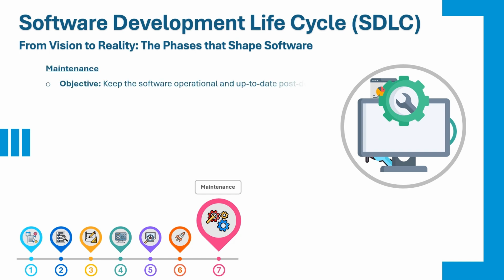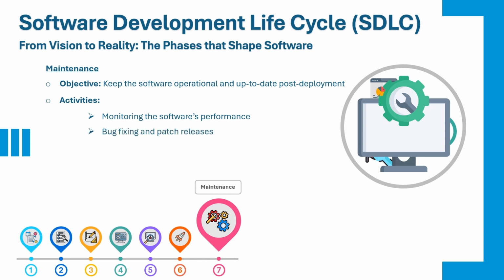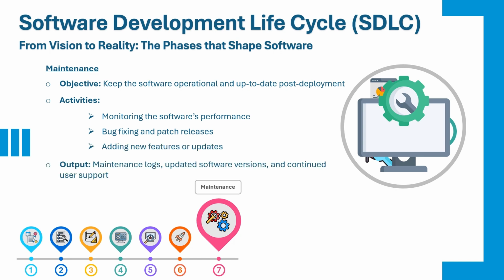And the journey doesn't stop there. In the maintenance phase, the team monitors the software's performance, fixes any bugs that crop up, and releases patches and updates as needed. This is also where new features can be added, keeping the software up to date and functional long after its initial release. Together, these phases provide a structured roadmap, ensuring the software is developed efficiently, stays on track, and evolves as needed.